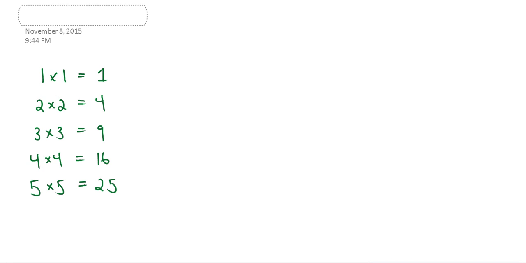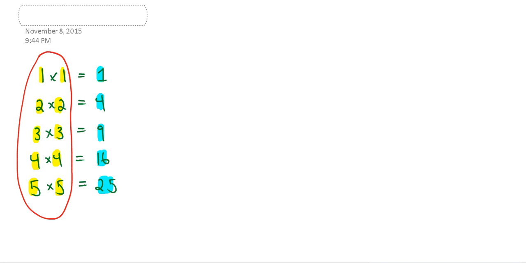Okay, so I've put together a list of numbers here, and hopefully you can see there's a pattern. If I take two numbers that are the same and multiply them together, then I would get these numbers highlighted in blue.